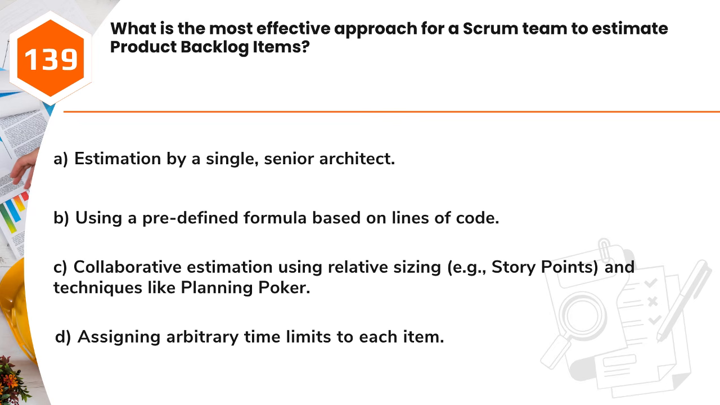Question 139. What is the most effective approach for a Scrum team to estimate product backlog items? A. Estimation by a single, senior architect. B. Using a predefined formula based on lines of code. C. Collaborative estimation using relative sizing, e.g., story points, and techniques like planning poker. D. Assigning arbitrary time limits to each item.